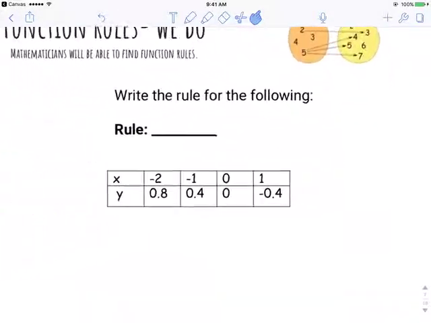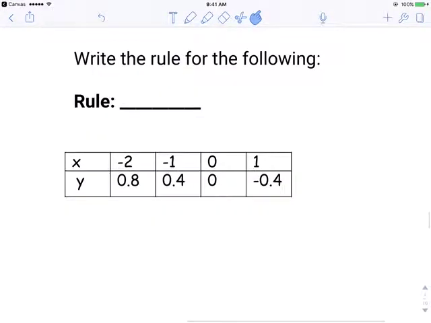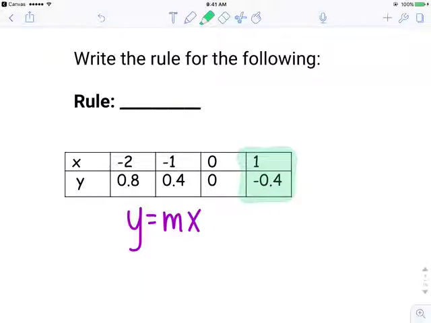Write the rule for the following. So again, using y equals mx. Now this one does have that value for 1, or you could use the first one. It will come out the same either way. You could literally say, okay, well, if 1 equals 0.4, that's got to be my m. And I'm going to prove that to you on the right using -2 and 0.8.